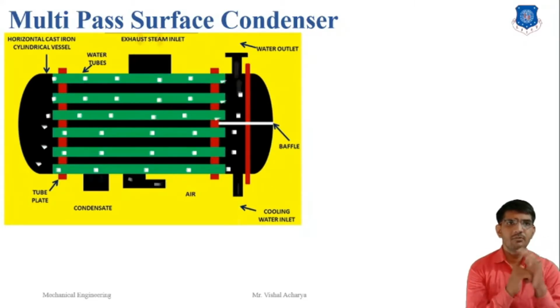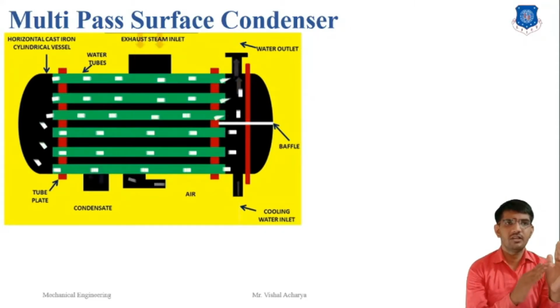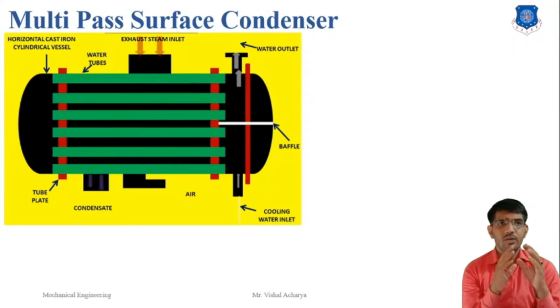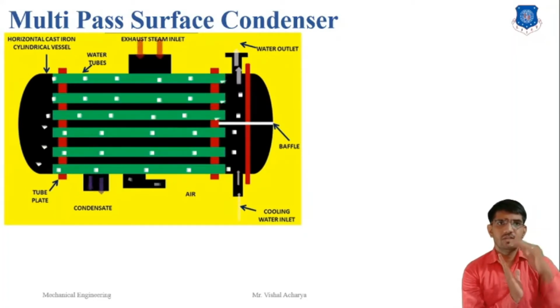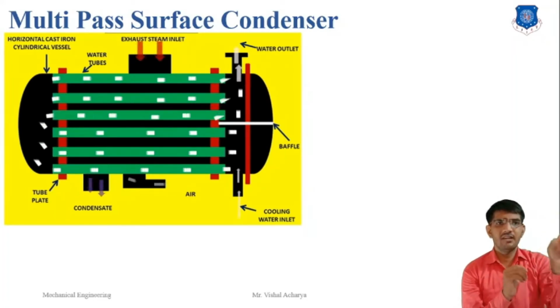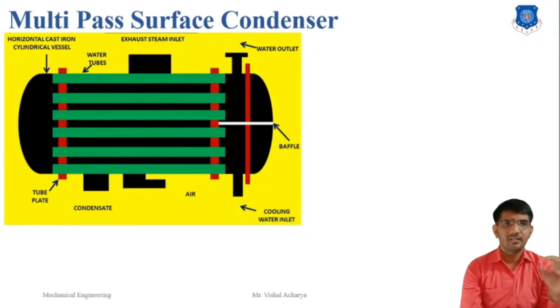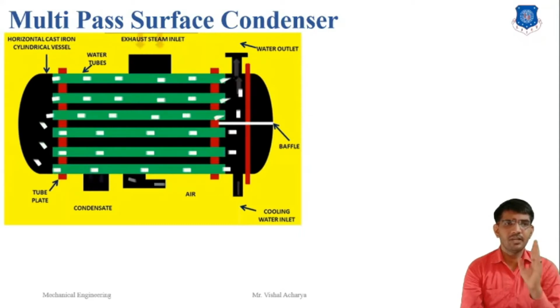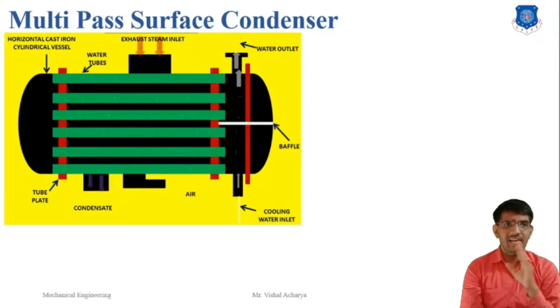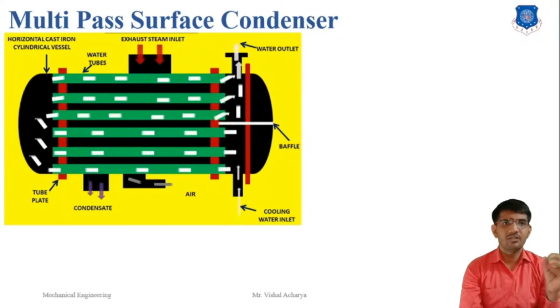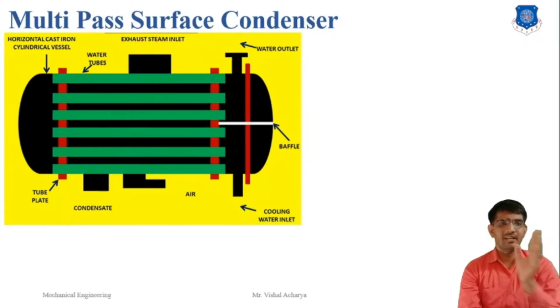It consists of a horizontal cylindrical vessel made of cast iron and packed with tubes, and the cooling water flows through the tubes. The ends of the condenser are cut off by perforated tube plates. The tubes are fixed into these perforated tube plates in such a manner that any leakage of water into the condensing space is prevented. The water tubes pass horizontally through the main condensing space.